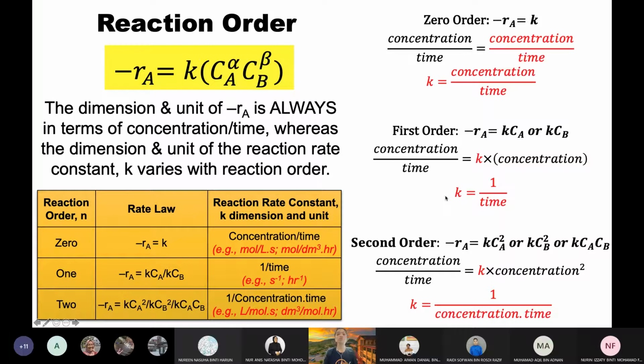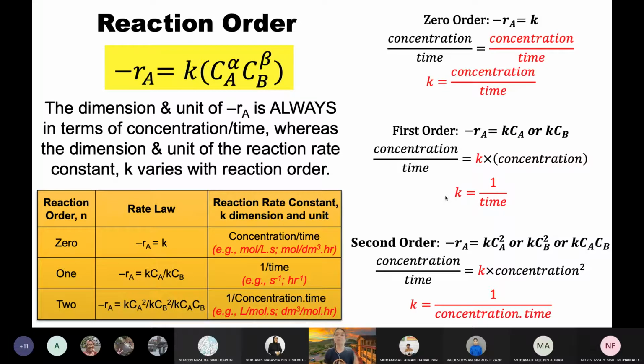It means if the reaction is first order, the unit of K will be per second, per minute, per hour, per day. So you see it is different from zero order, whose dimension is concentration per time, mole per liter second, mole per dm cube hour, and so on. But for first order, the dimension is per time. So it becomes per hour, per minute, and so on.